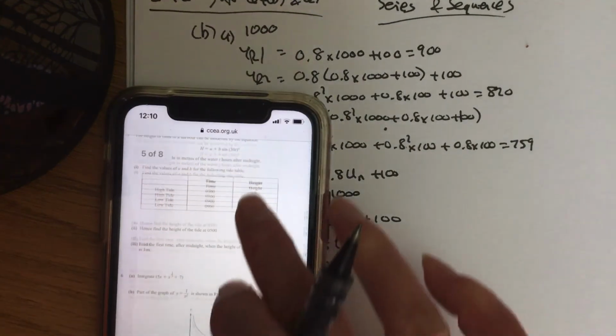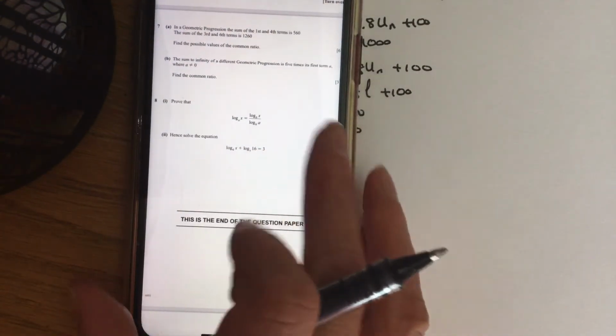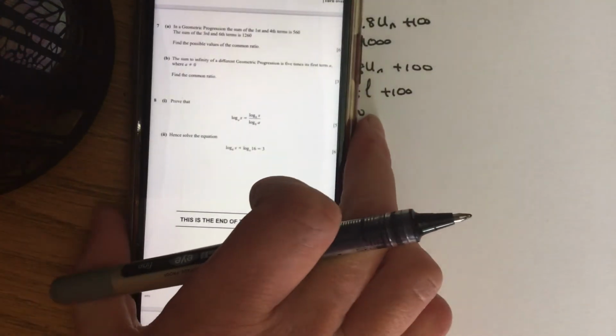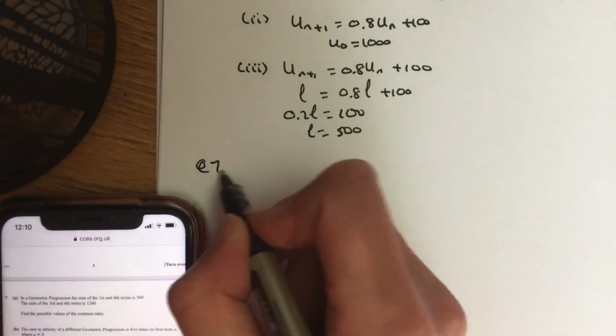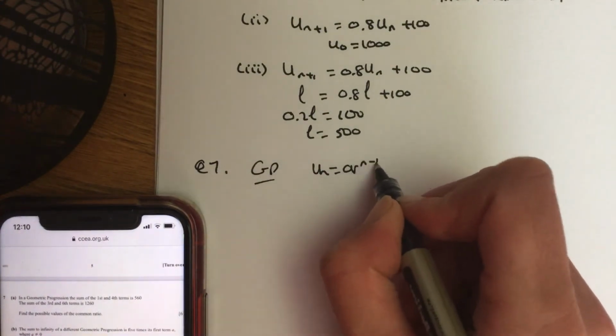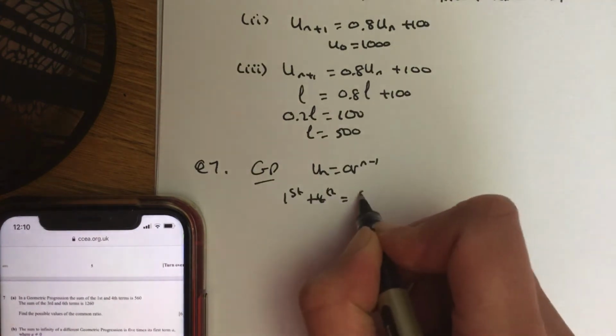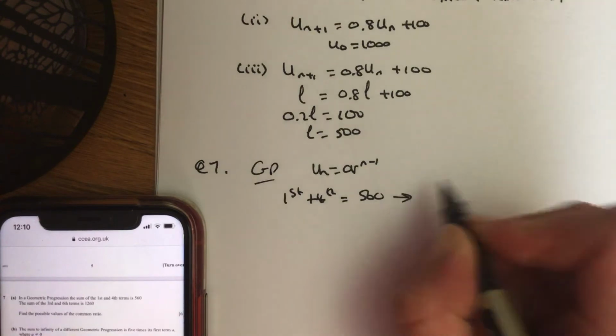Now, the next question I'm going to look at in this paper is question 7. So it's a GP, and the sum of the first and the fourth is 560. So question 7, it's a GP. So Un is ar^(n-1). And I'm told that the first plus the fourth equaled 560. So let me do something with that.